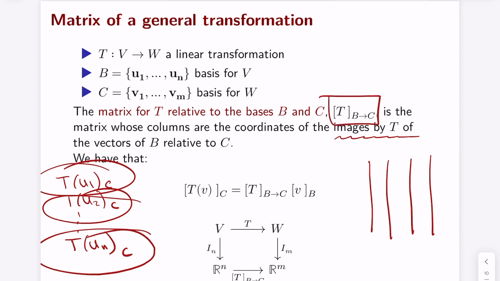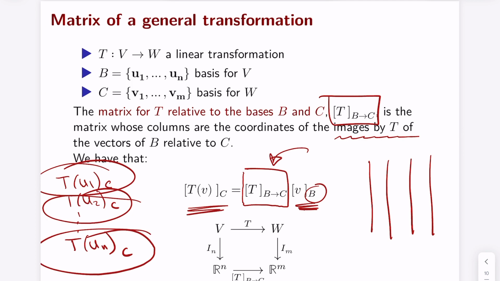Okay, so this is then the way to calculate this matrix, and once we have this matrix calculated, we can use it to calculate the image of any vector. So we put here the vector in the first base, we multiply by this matrix, and then the result should be the image of the vector in the base C.